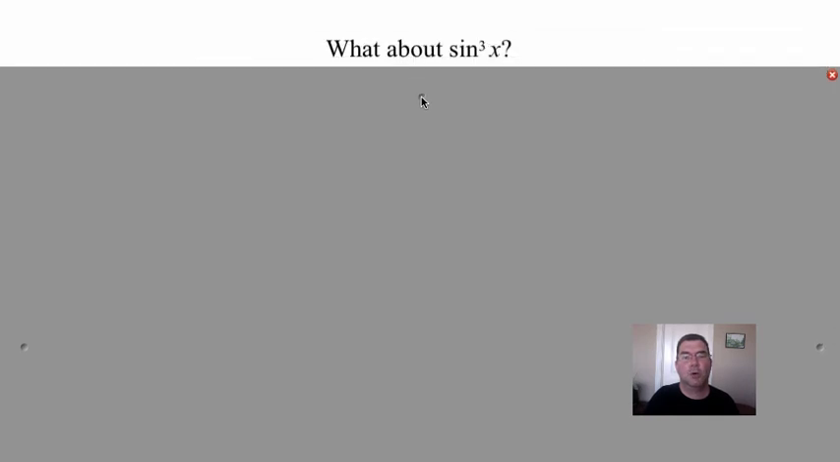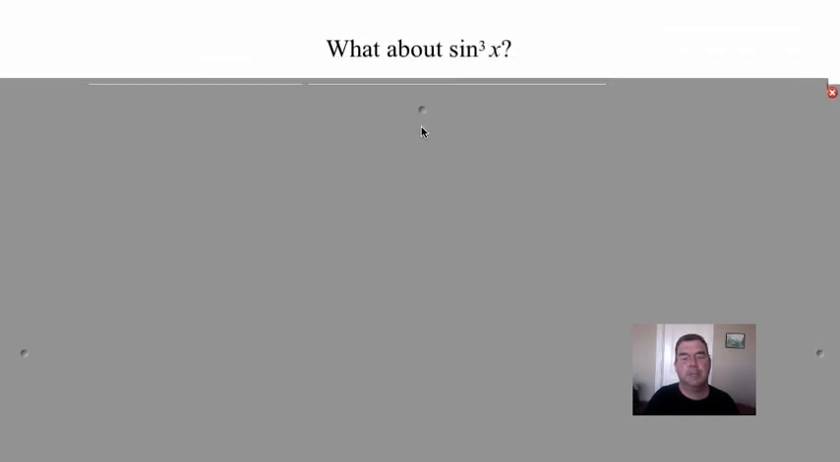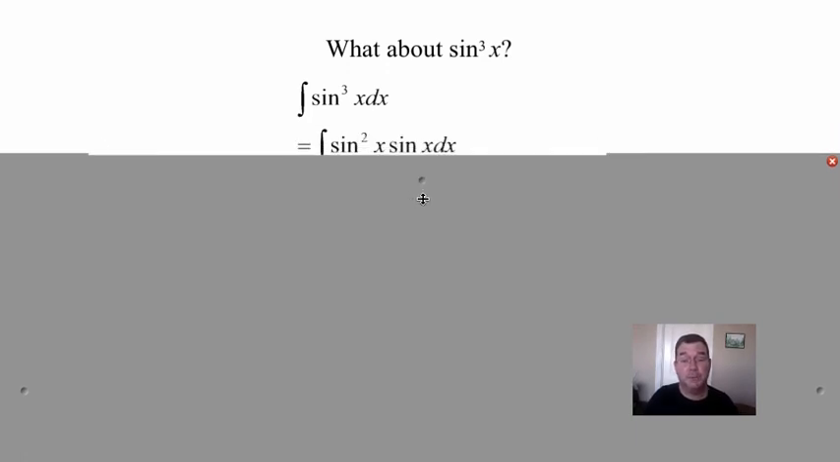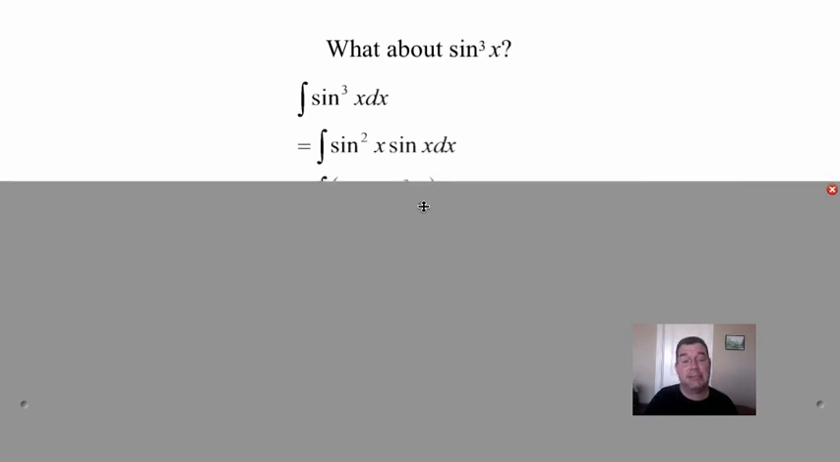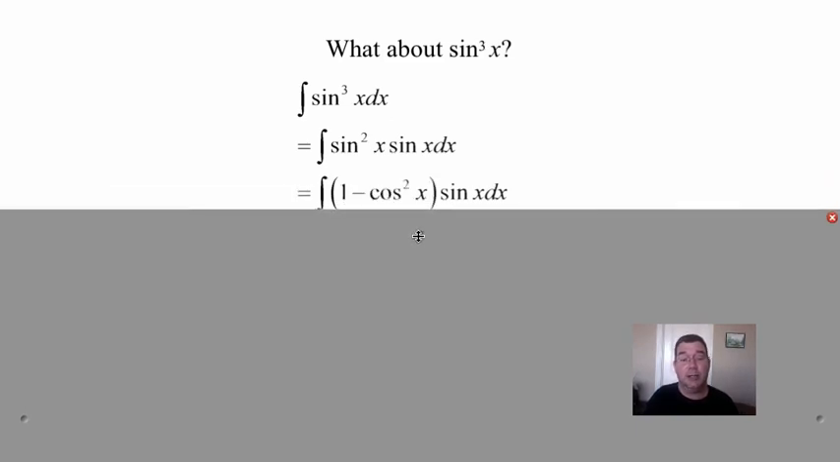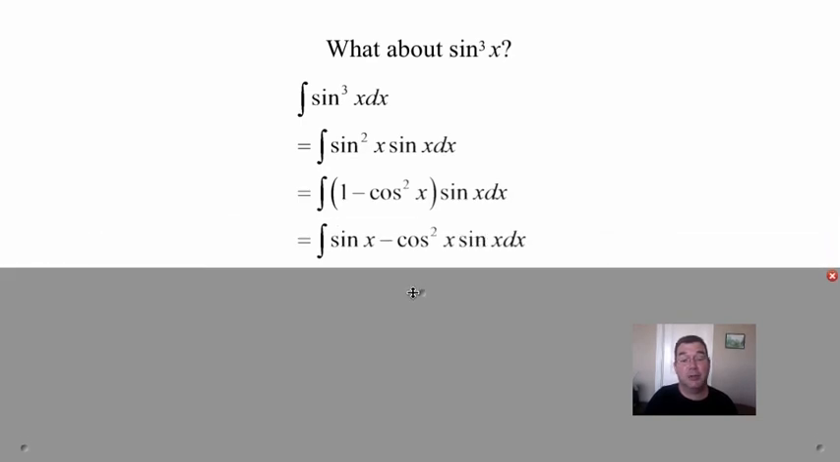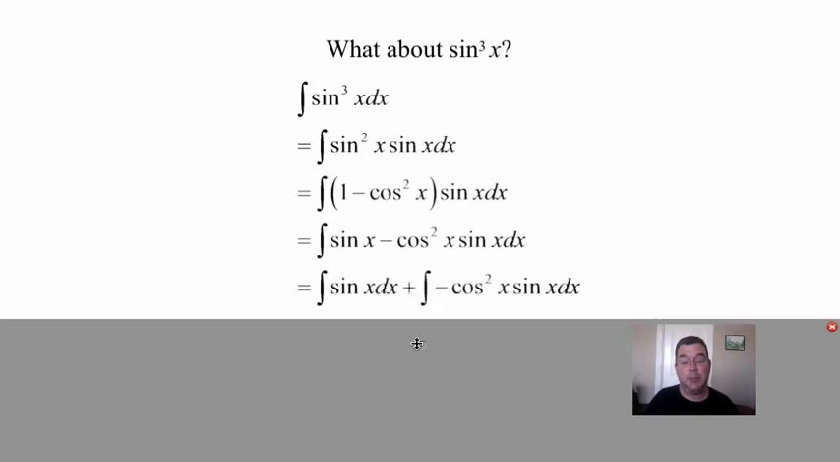So what about sine cubed? I think this is as far as I'm going to take you, but if I had sine cubed x, how would I do that? Well, I don't have any identities that have sine cubed in them. So what I do is I split it up into sine squared times sine. And I know that sine squared is 1 minus cosine squared. And if I distribute that sine x, this whole thing becomes sine x minus cosine squared x sine x dx. That I can split into two separate integrals.